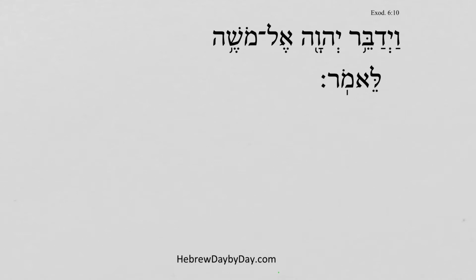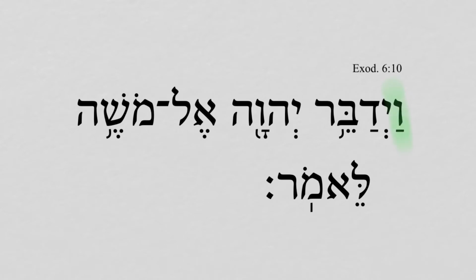Exodus 6:10. Vayedaber Hashem el Moshe lemor. In this context, the Lord has been reviewing his covenant, and then Moses shared it with the people, but they wouldn't listen because of their discouragement. We continue. Then the Lord spoke to Moses, saying, and next time we'll pick up what he said.